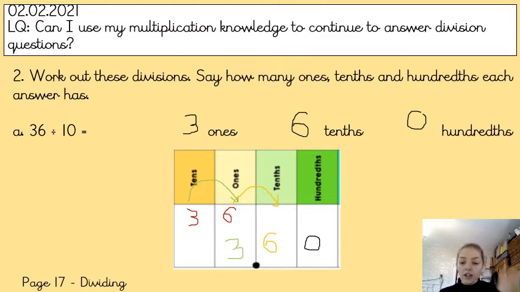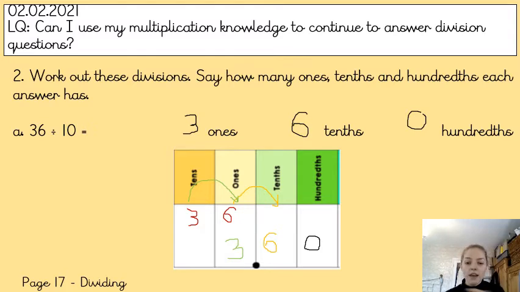Okay, so if there is no value after your first decimal point in your decimal place, so I've got 6 tenths and I have no hundredths after my tenths, it automatically turns into a 0. Okay, so it's really important to remember that if there isn't a value in your place value grid after your tenths, it will be a 0. Okay, so I have 3 ones, 6 tenths and 0 hundredths.